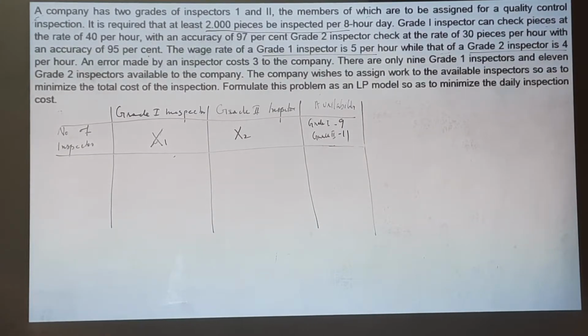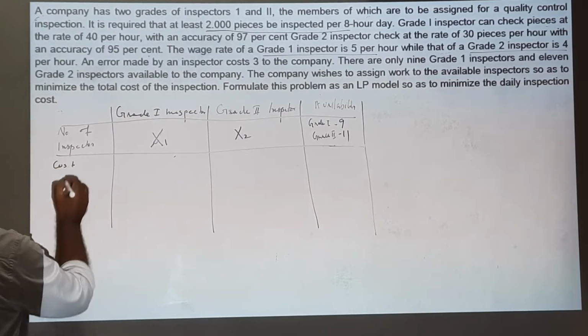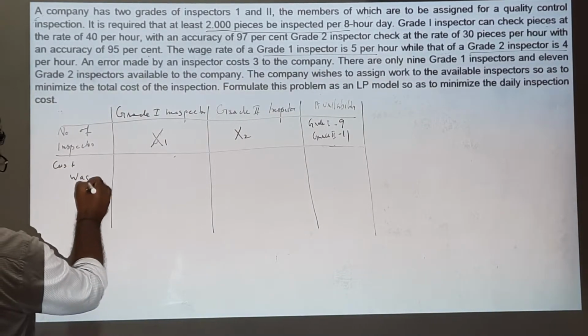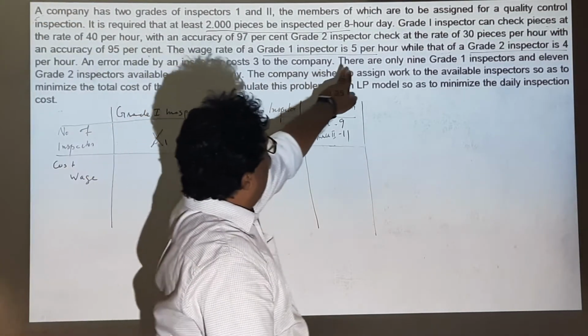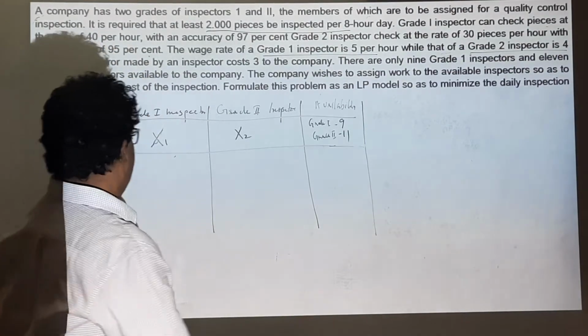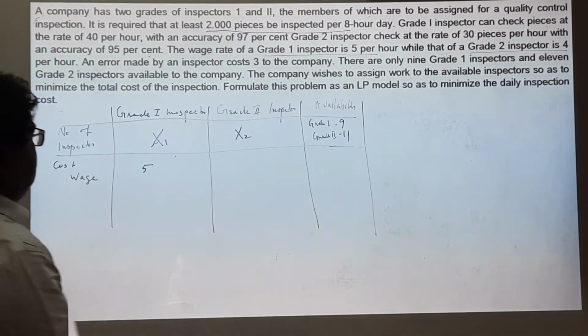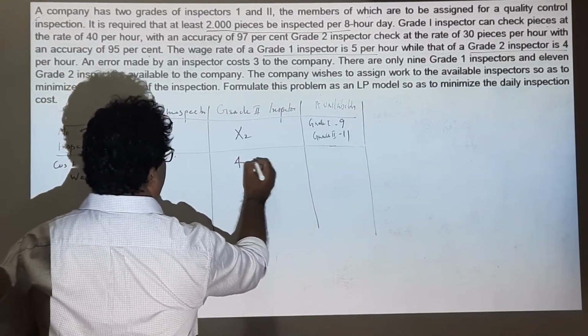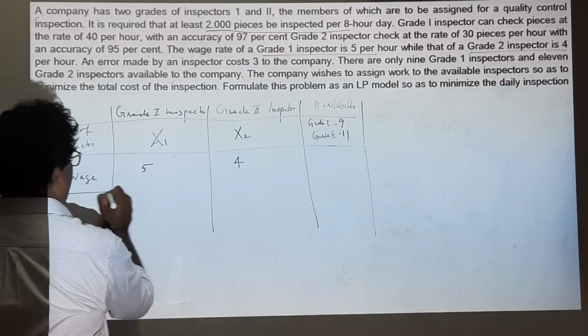Now next is the cost. Cost we need to calculate. Cost is wage. Grade 1 inspector, what is the wage? Grade 1 inspector, it is 5 rupees per hour, right? And grade 2 it is 4 per hour. Agree with me? So this is the cost.